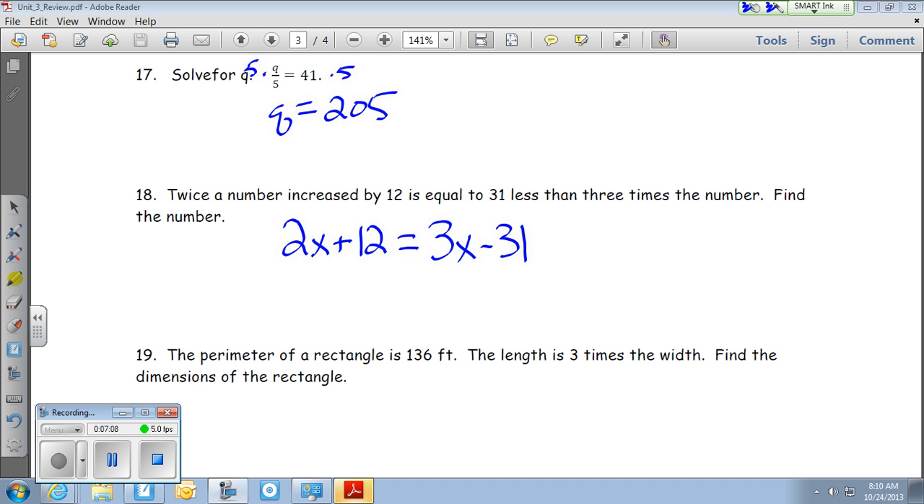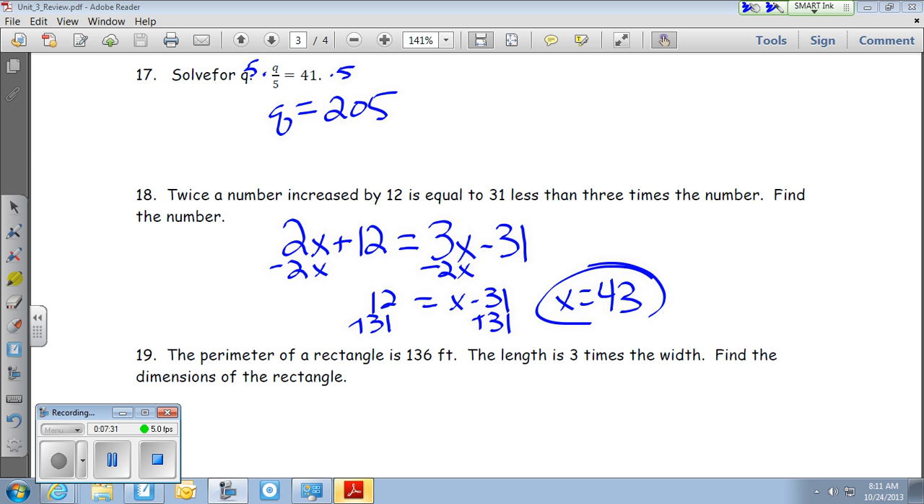Find the number. All right, so now I've just got an equation with variables on both sides. So let's put our variable on one side, and my rule of thumb again is to put it on the side that leaves your variable positive. So I'm going to subtract 2x from both sides. I get x minus 31 is equal to 12. Let's get rid of the 31, and x is equal to 43. And then go back, you can plug that back in and make sure it works.